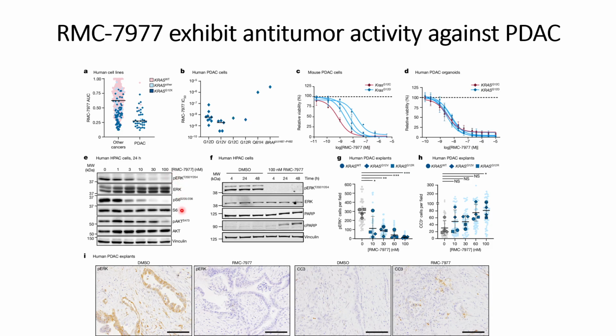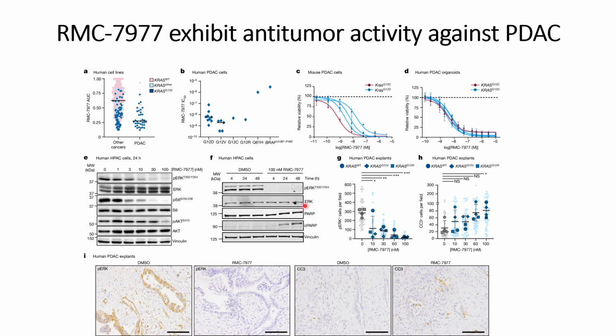So once the survival capability of the cells goes down, the hypothesis is that the apoptosis pathways or capability might go up. So in the human HPAC cells, they checked the apoptotic factors such as cleaved PARP and CC3, which are shown in the Western blot. In the cleaved PARP, they found that after 48 hours of 100 nanomolar RMC-7977, they see an increase in cleaved PARP, which is an indication of apoptosis in the cells.